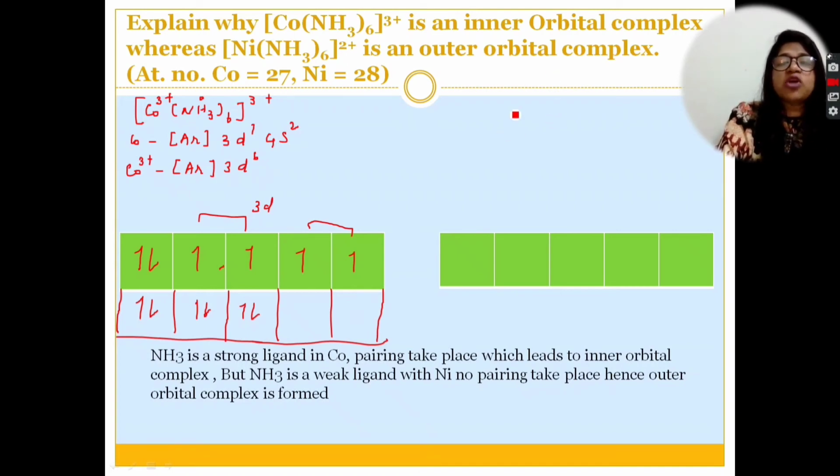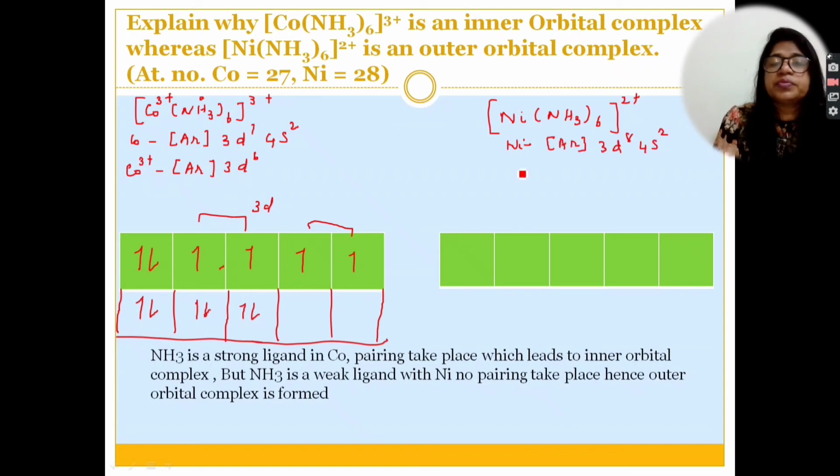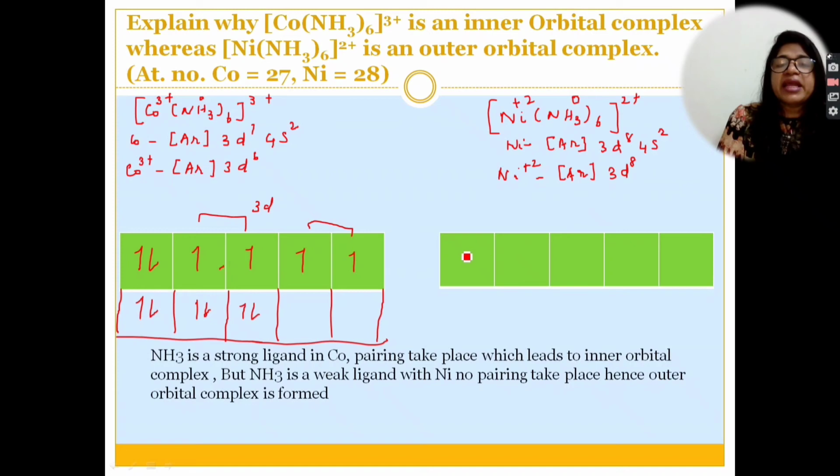Now look at the next complex, [Ni(NH3)6]2+. Here, the electronic configuration of Ni. The oxidation state of Ni is +2. NH3 is 0. Outside the coordination entity you have 2+. So Ni is +2. Remove 2 electrons from the s orbital. You have argon 3d8. Now arrange these 8 electrons.